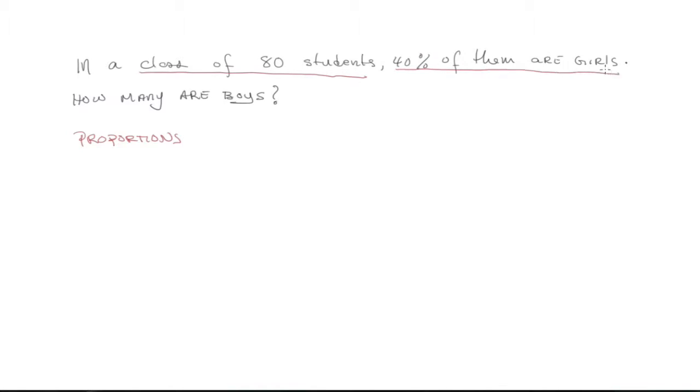40% of them are girls. So if 40% of them are girls, I can write this down as 40 out of, you guessed it, 100, because percent means 100. So 40% means 40 out of 100, and this fraction is supposed to be equal to some actual quantity of girls, which we don't know, out of 80. Why 80? Because that's the number of students in the class. So the total number of students in the class is 80. How many out of those 80 are girls?